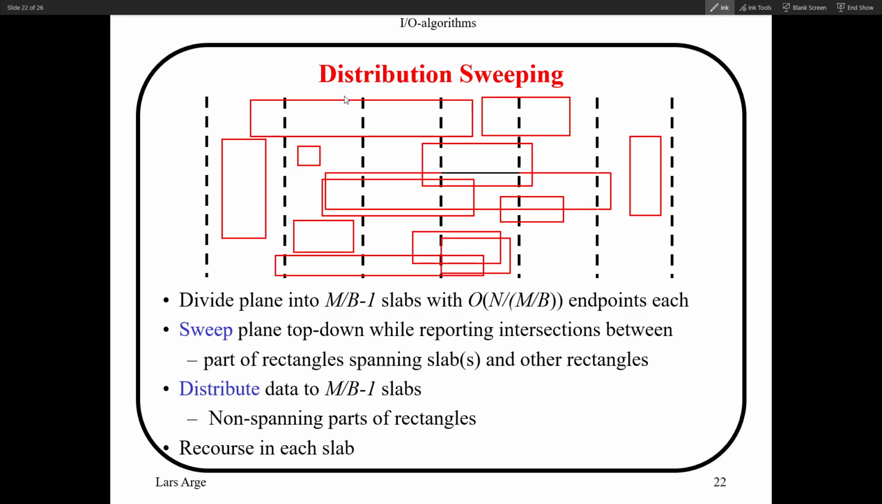To see why this is a bit different, we could try to solve this problem using the previous idea. Again, we distribute the rectangles into m over b minus 1 slabs with roughly equal number of endpoints in each slab, and then we do the sweep. The previous parts are the same, so the recursion part is the same. And again, the main part is how do we take care of the spanning parts.